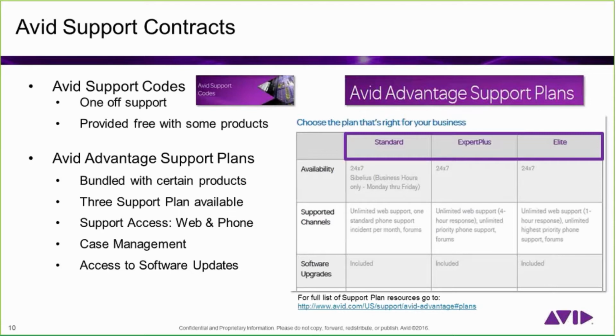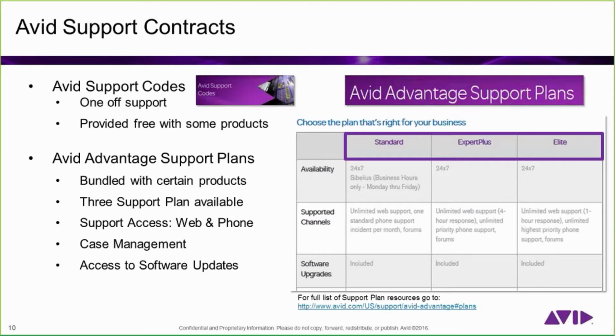But since we've brought out subscription products, and increasingly we're providing support contracts bundled with our higher range products like S6L or ISIS 7000, Avid support codes are just more rarely used, particularly when it comes to bundled products. You can still find those Avid support codes on our website, in the Avid store. They can be purchased for single support incidents if for whatever reason support is needed and a support contract isn't a viable option and isn't in place.